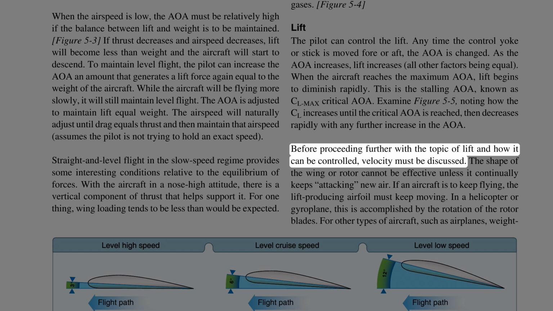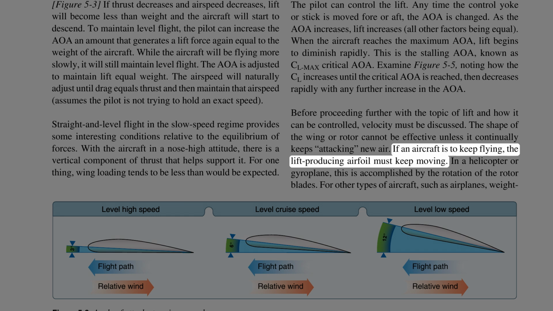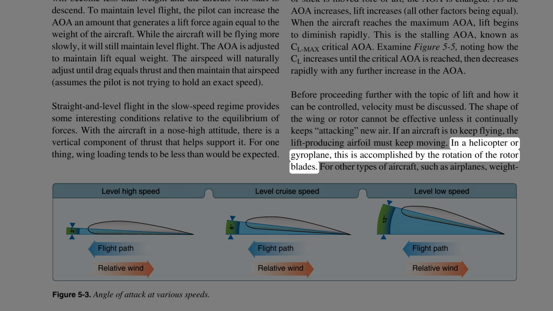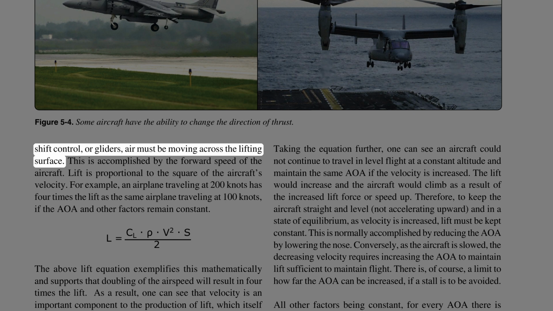Before proceeding further with the topic of lift and how it can be controlled, velocity must be discussed. The shape of the wing or rotor cannot be effective unless it continually keeps attacking new air. If an aircraft is to keep flying, the lift-producing airfoil must keep moving. In a helicopter or gyroplane, this is accomplished by the rotation of the rotor blades. For other types of aircraft, such as airplanes, weight-shift control, or gliders, air must be moving across the lifting surface.